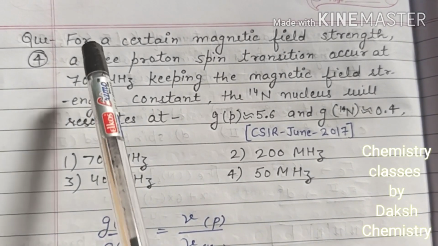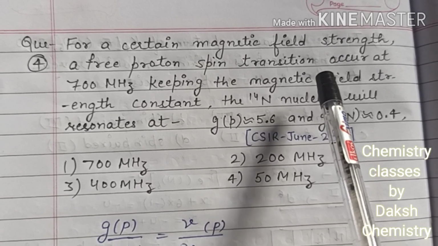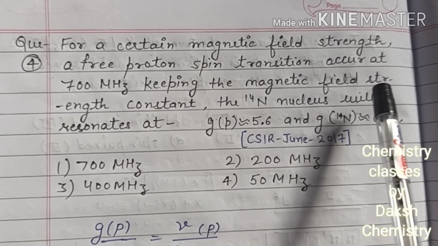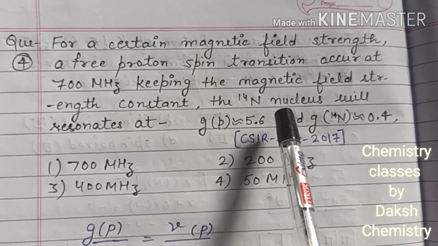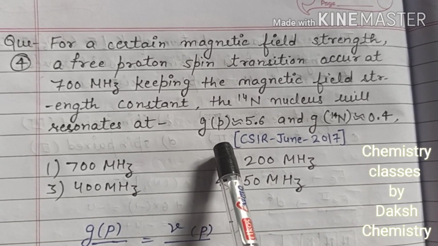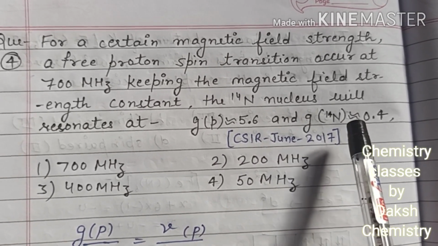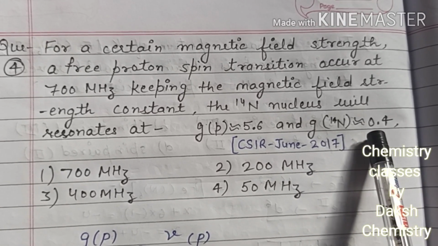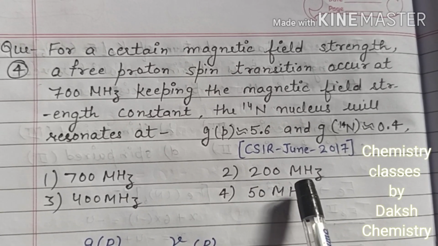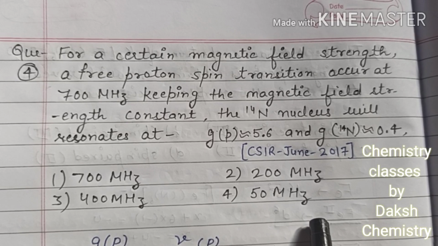Next question. For a certain magnetic field strength, a free proton spin transition occurs at 700 MHz. Keeping the magnetic field strength constant, at what frequency will the N14 nucleus resonate, if the G factor for proton is 5.6 and the G factor for nitrogen 14 is 0.4? The given options are 700 MHz, 200 MHz, 400 MHz and 50 MHz.